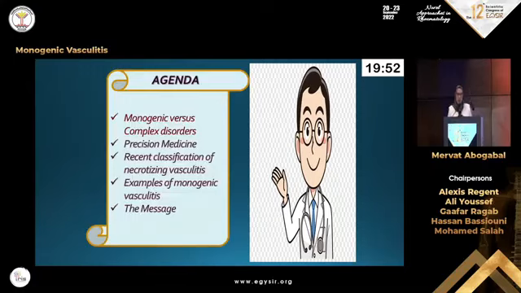Actually, I have a few highlights regarding the differentiation between monogenic versus complex disorders in general, and a few highlights regarding the meaning of precision medicine. Also, we will revise rapidly the classification of necrotizing vasculitis. We will revise a few forms of monogenic vasculitis. Finally, the message of my talk today will be summarized.